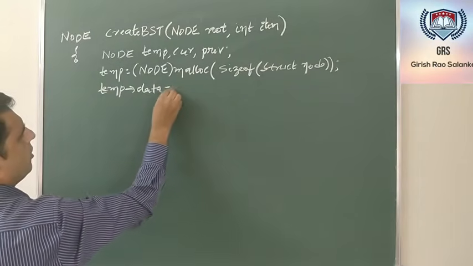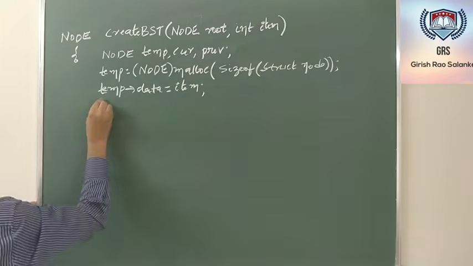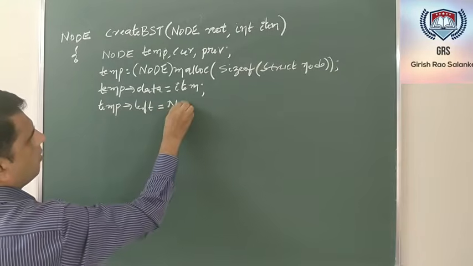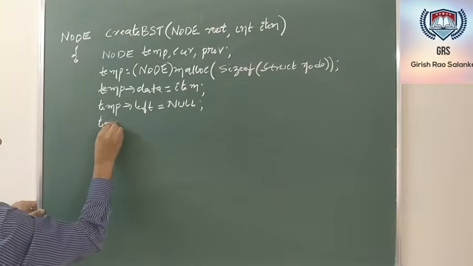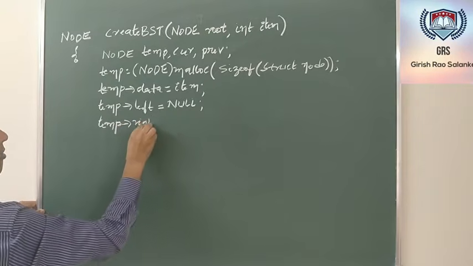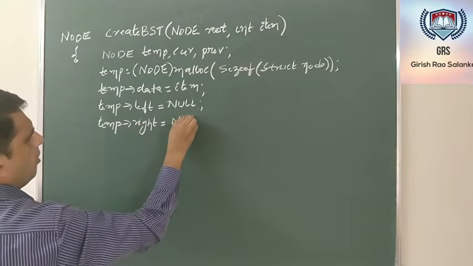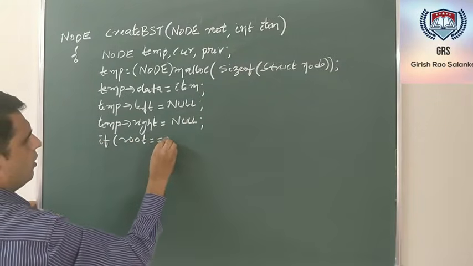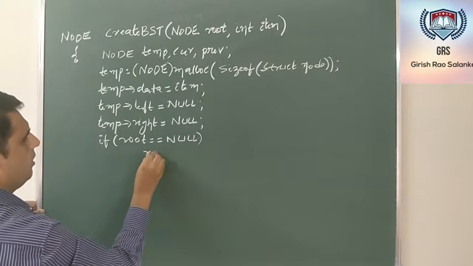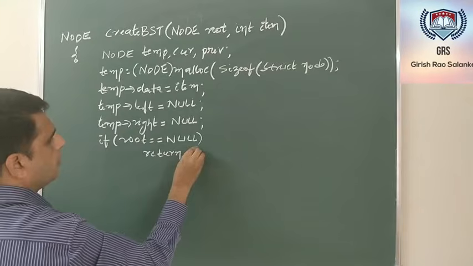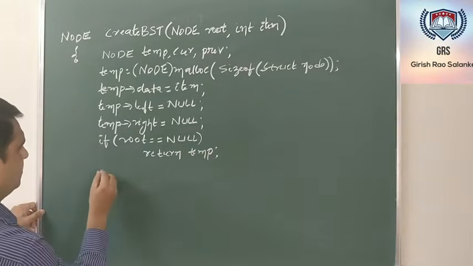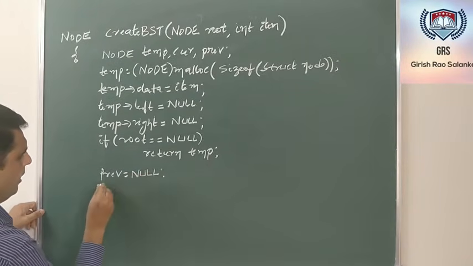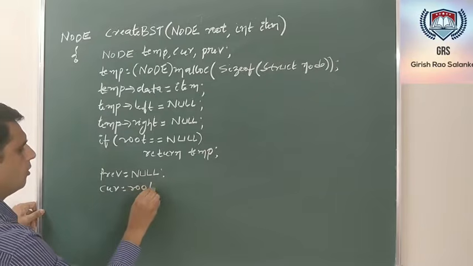temp of data is equal to item, temp of left is equal to null, and temp of right is equal to null. So if you are performing the insertion operation for the first time, then your root will be null. If root is null, return the newly created node, that is temp. Return temp. If not, assign previous to null and current to root.